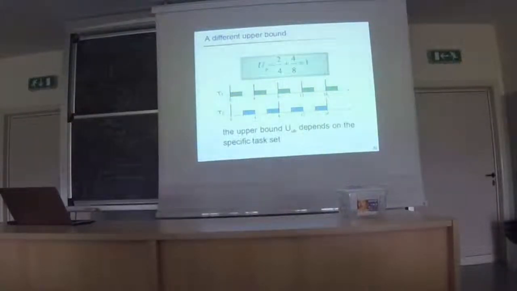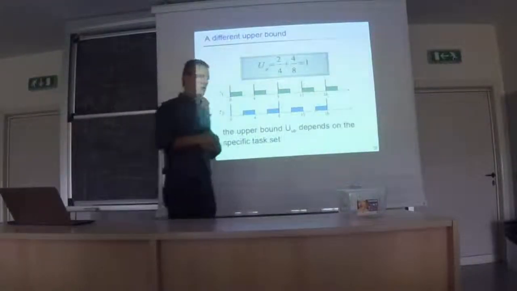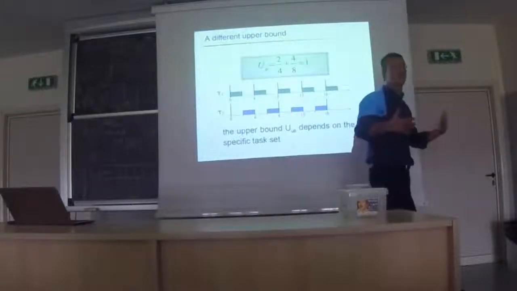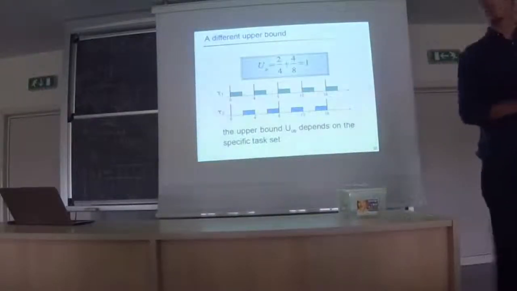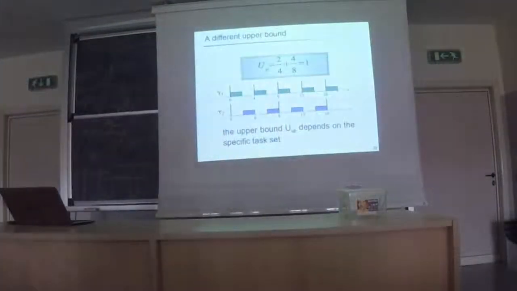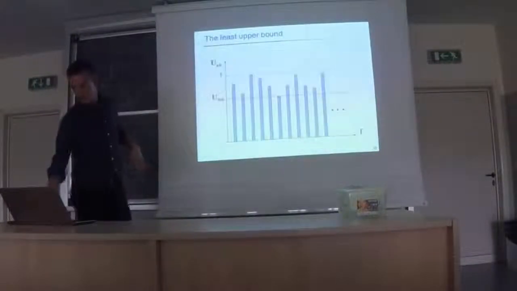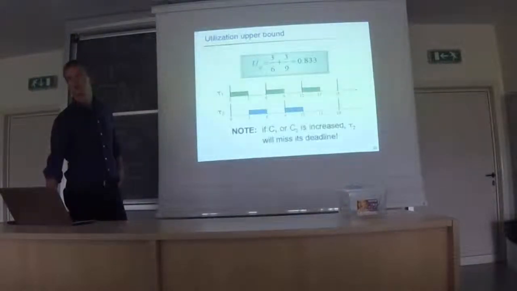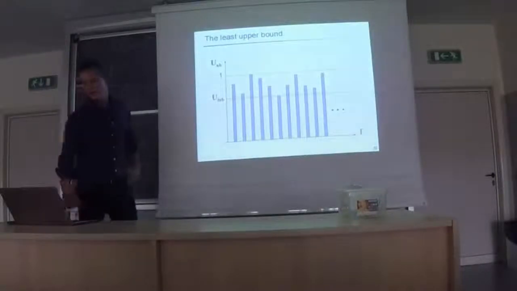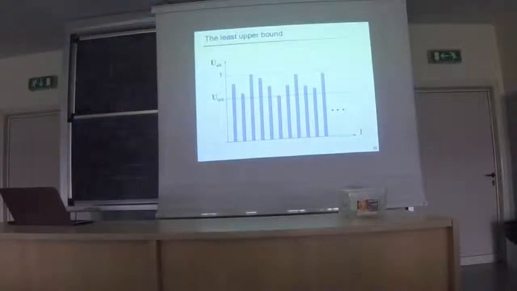Okay. We know that utilization greater than 1 is a condition that tells me unschedulability. But we don't know whether utilization less than 1 is a sufficient schedulability condition. Okay? So there are task sets with utilization smaller than 1 which are schedulable, like this one, and others which are not. Okay? Like this one. So what we are interested in here is to understand what is the smallest utilization among unschedulable task sets.